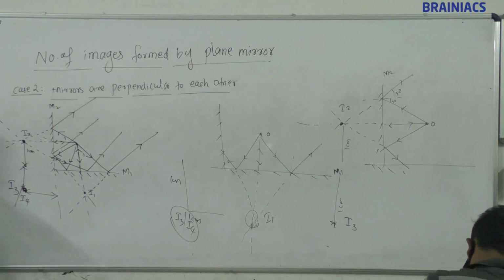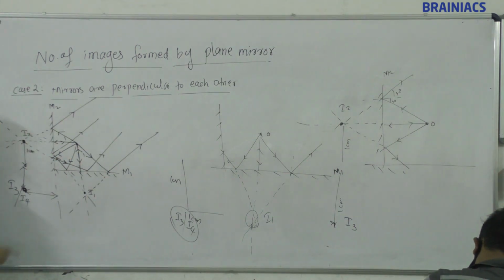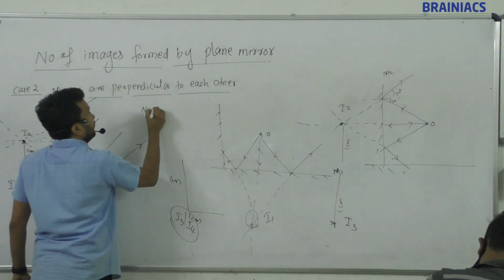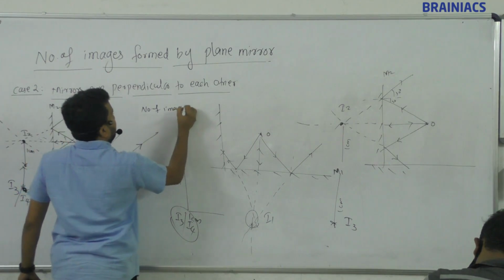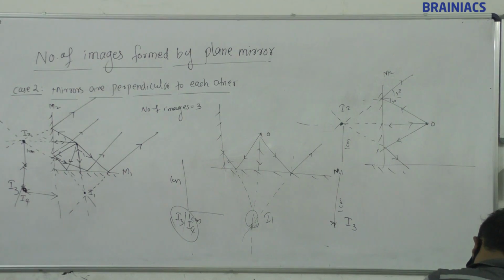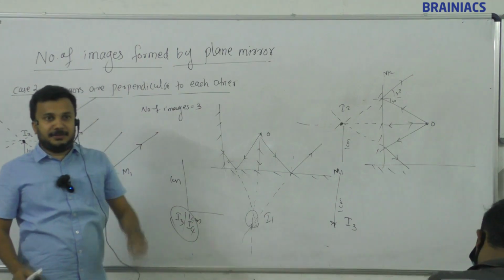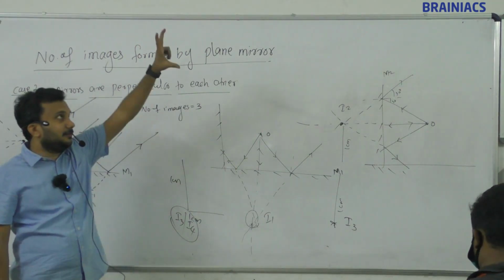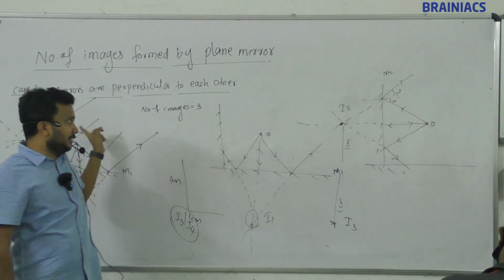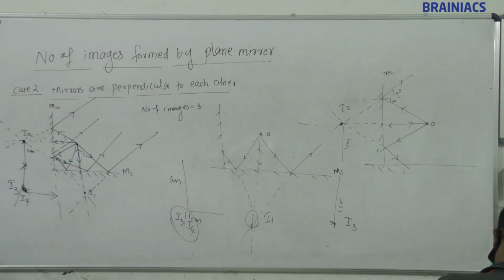Okay, so if 2 mirrors are perpendicular to each other, meaning how many degrees? 90 degrees. Number of images is equal to 3. That's important. Totally 3 images. When 2 mirrors are exactly parallel to each other, the number of images? Infinity. In a problem we have done, one mirror is like this, one mirror is like this. When the mirrors are perpendicular, the number of images is 3.